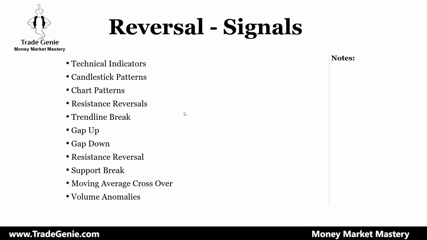The other could be resistance reversal. If you have identified the resistance, and the market breaks above the resistance and then sharply reverses down, that's your signal. The market broke the resistance, and now it's reversing sharply to the downside. It's like crossing the river and then coming back.